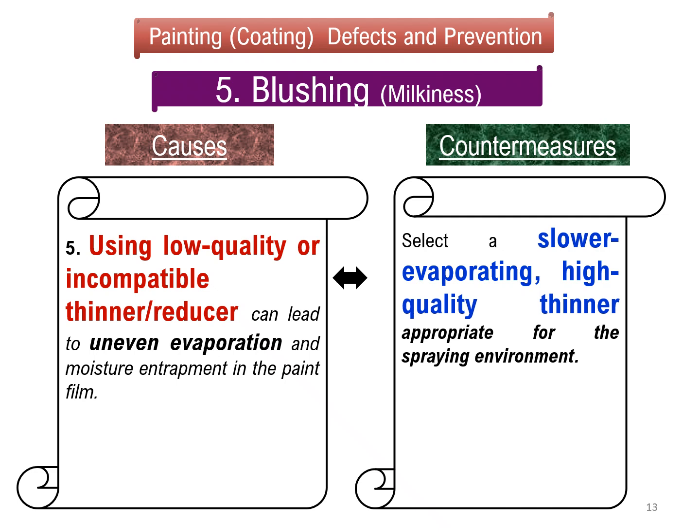The fifth cause is using a low quality or incompatible thinner or reducer, which can lead to uneven evaporation and moisture entrapment in the paint film. To counteract this, select a slower evaporating high quality thinner, which is appropriate for the spraying environment.